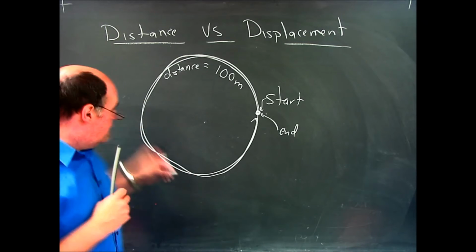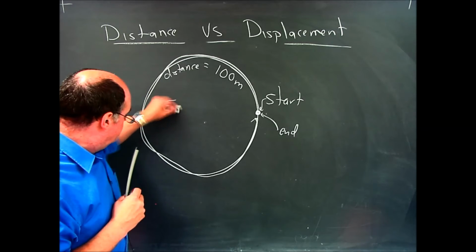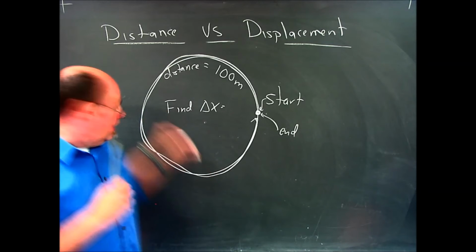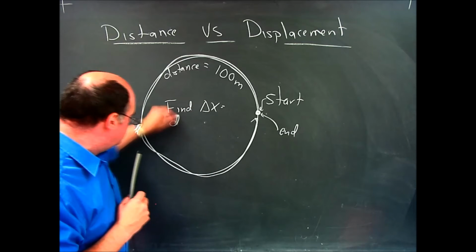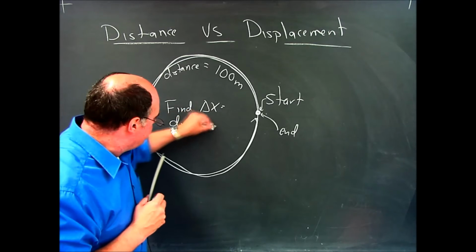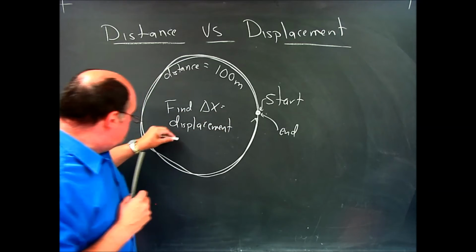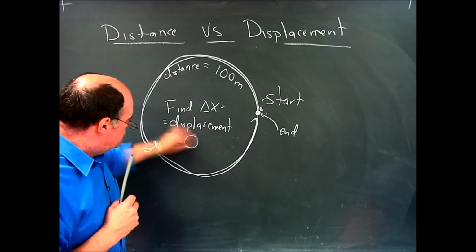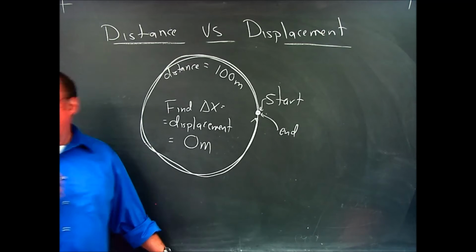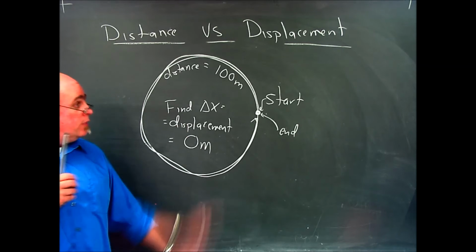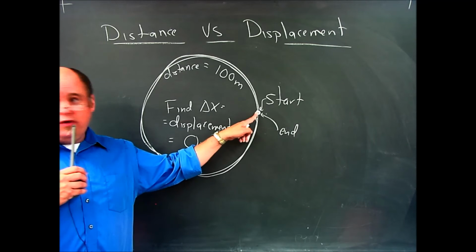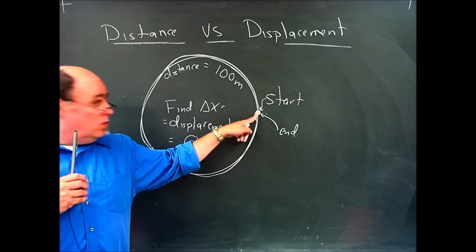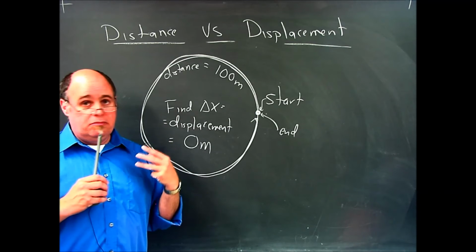But what happens if it says, what is your displacement? And displacement, remember, is called delta x. I'll write the word displacement. So in this case, the delta x is called the displacement, and in this case it equals 0 meters. How did I come up with 0 meters? Well, we started on this little dot here, we walked around the entire track, and we ended on this little dot once again. So we have been displaced by nothing.